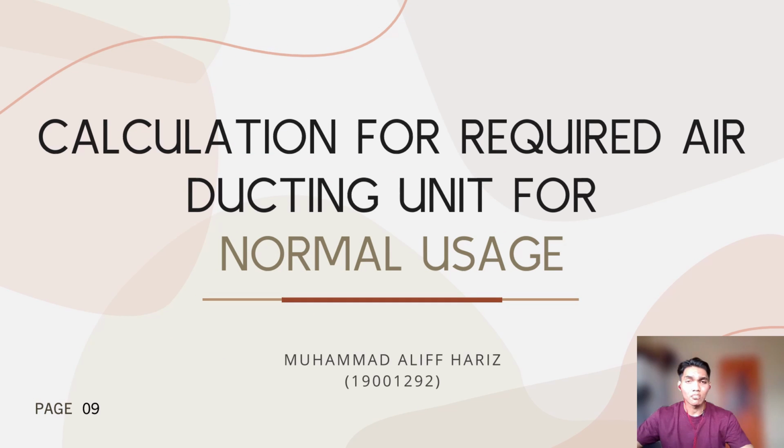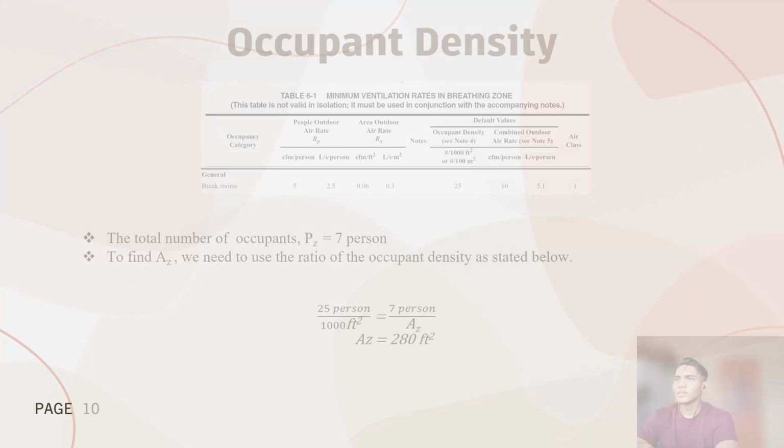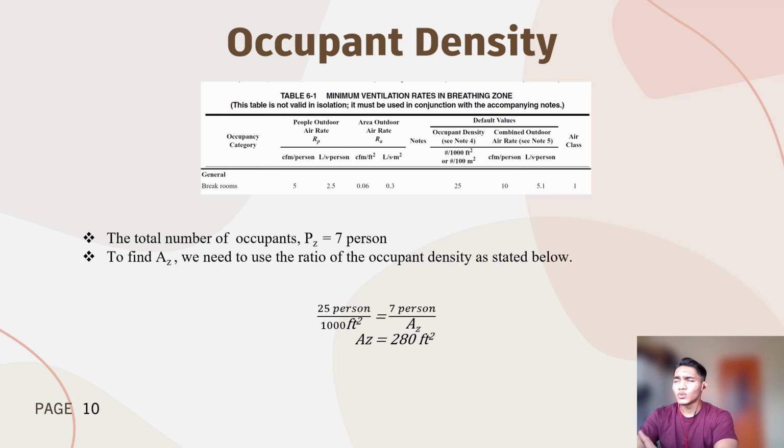My name is MUHAMAD HARIZ, and today I'm going to show you how we calculate the requirement for the air ducting unit for the break room in the normal usage. So first we have to determine the occupant density in normal break room. So first, given for us the total number of occupants in normal usage is 7%.